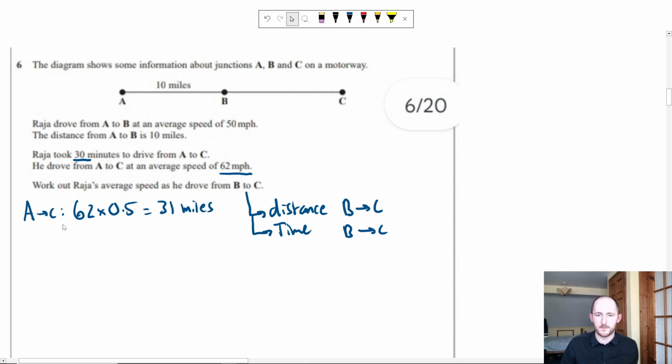So the total distance from A to C is 31 miles. And if the distance A to B is 10 miles, that means the distance from B to C is 21 miles. So that gives me the distance. Now I just need the time. Okay, well, I know the total time is 30 minutes. So what if I worked out how long it took him to drive from A to B and just subtract it?